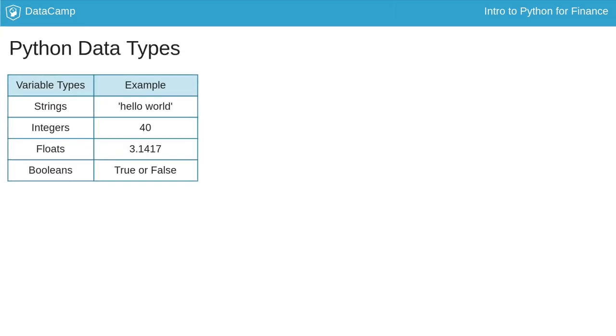Strings are text enclosed in quotes. Integers are whole numbers without decimal points, like the number 40. Floats are real numbers with a decimal point. Finally, Booleans in Python are logical values, either true or false.